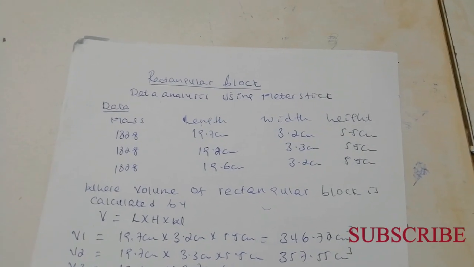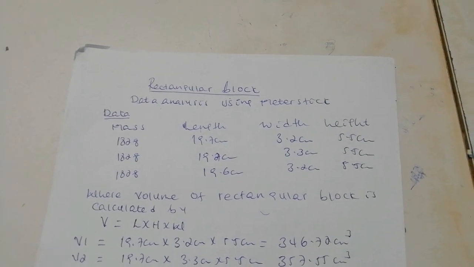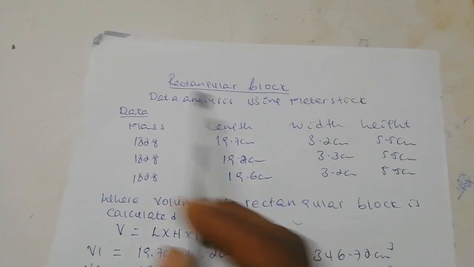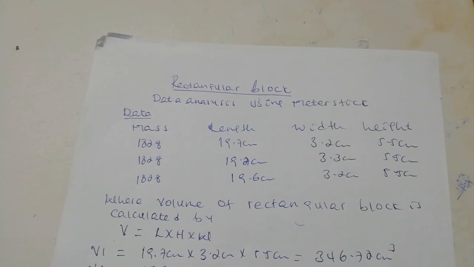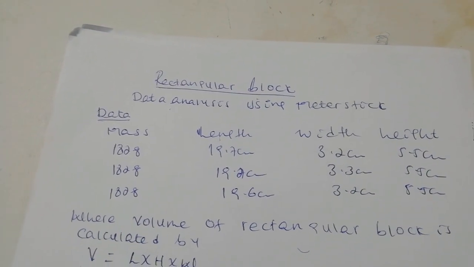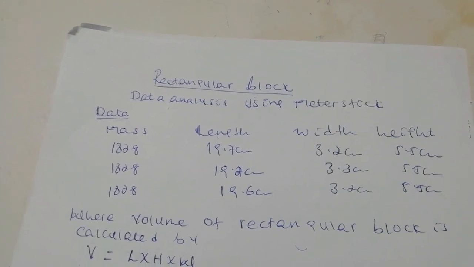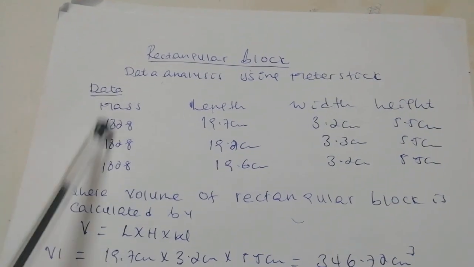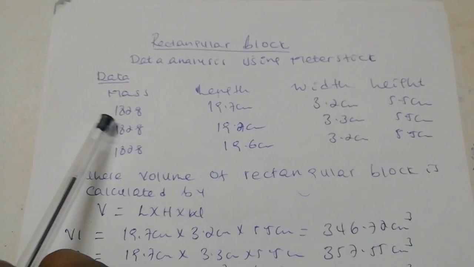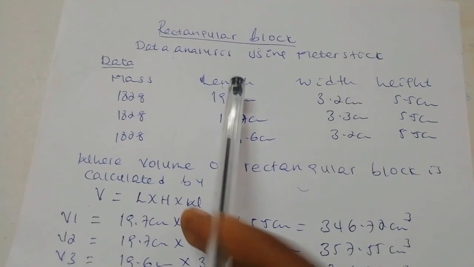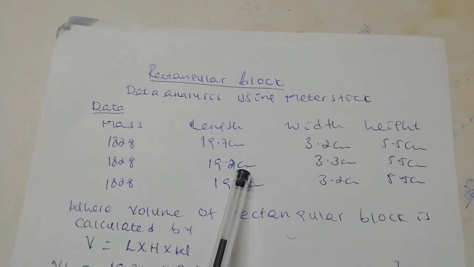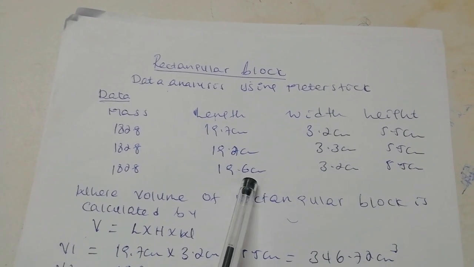When we come to the data analysis part, from the data given, let us see one by one. From the data that they recorded for the rectangular blocks, using meter stick and vernier caliper, let us analyze the rectangular block using meter stick. This is the mass that we measured using the beam balance. All masses we took as 182 grams. The length that we measured three times: the first length is around 90.7, the second is also 90.7 centimeters, the third one is 90.6 centimeters.